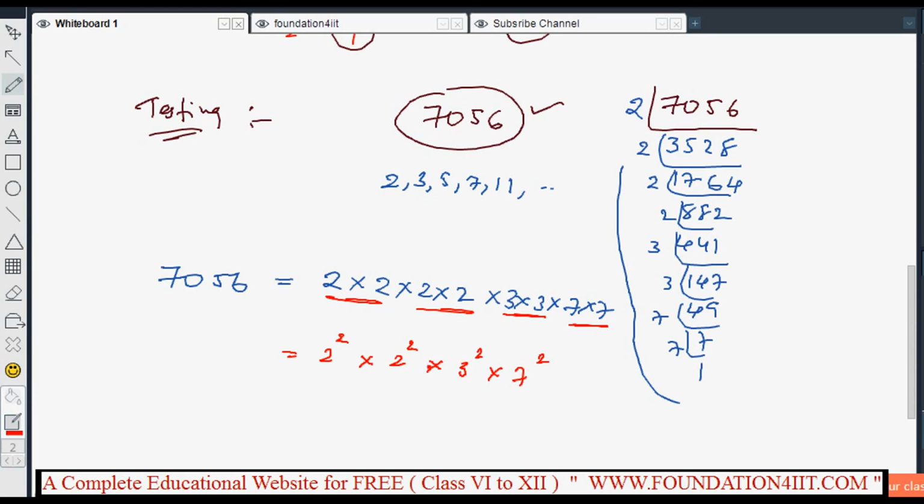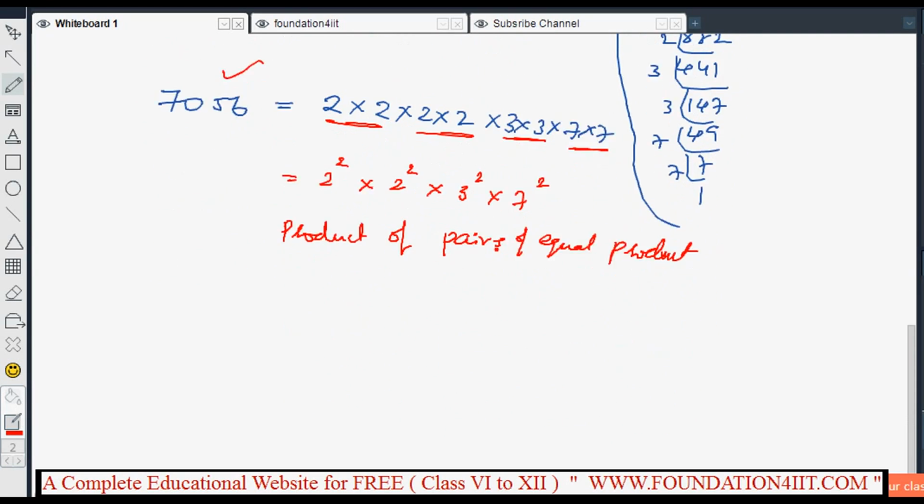So we can express it as the product of pairs of equal factors. Pair means 2, right? So we can write like this. So that's what this 7056 is, a perfect square. If you multiply again, the same answer will come.